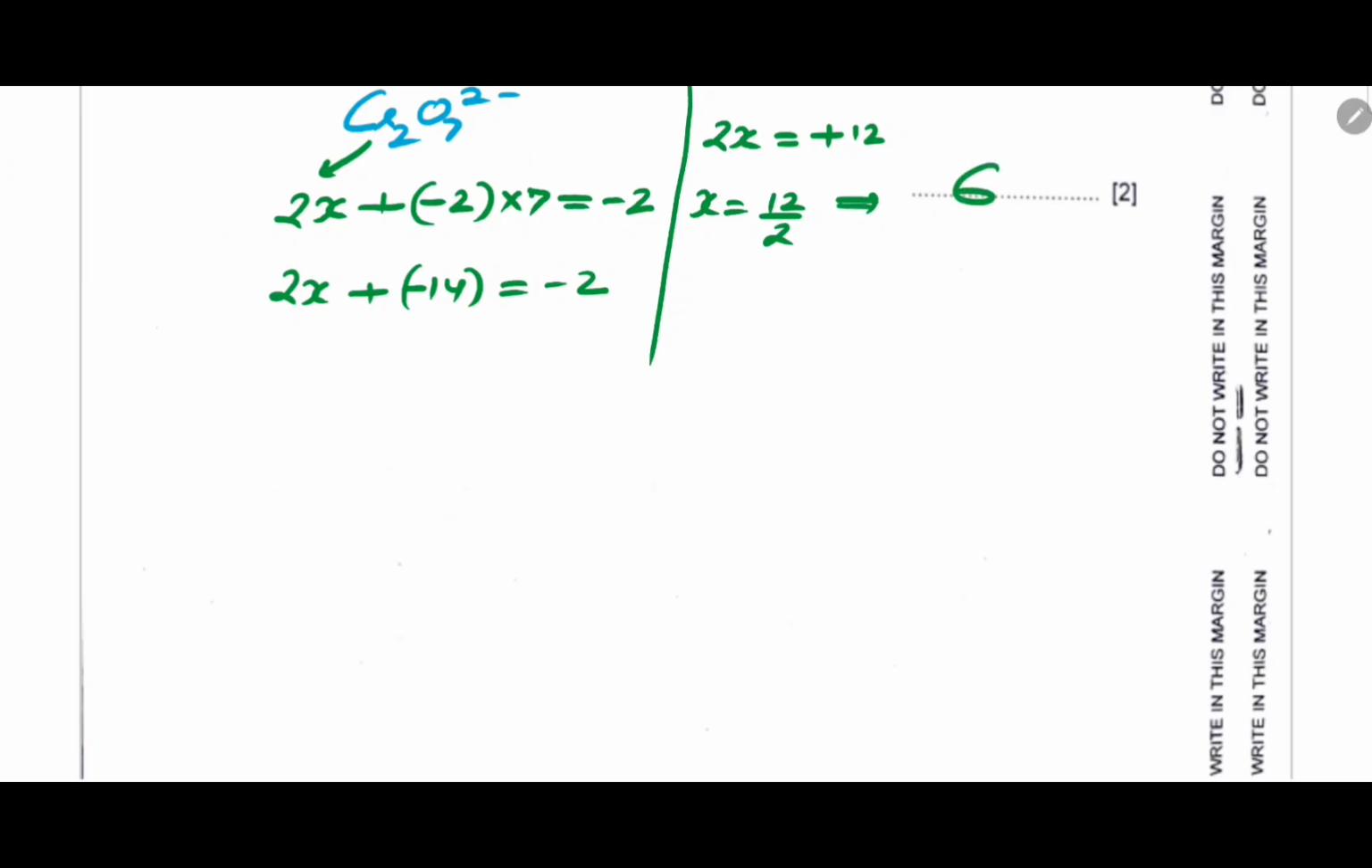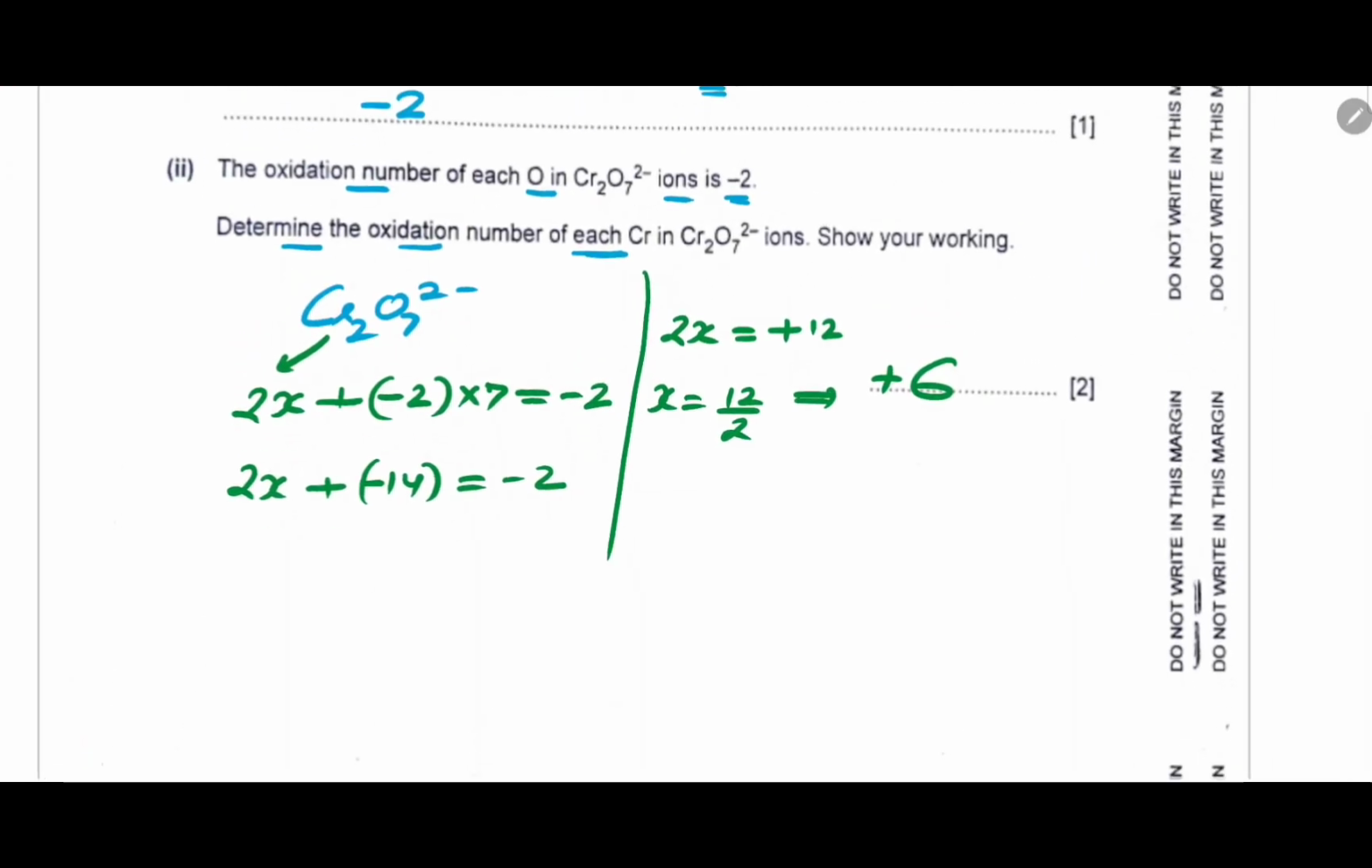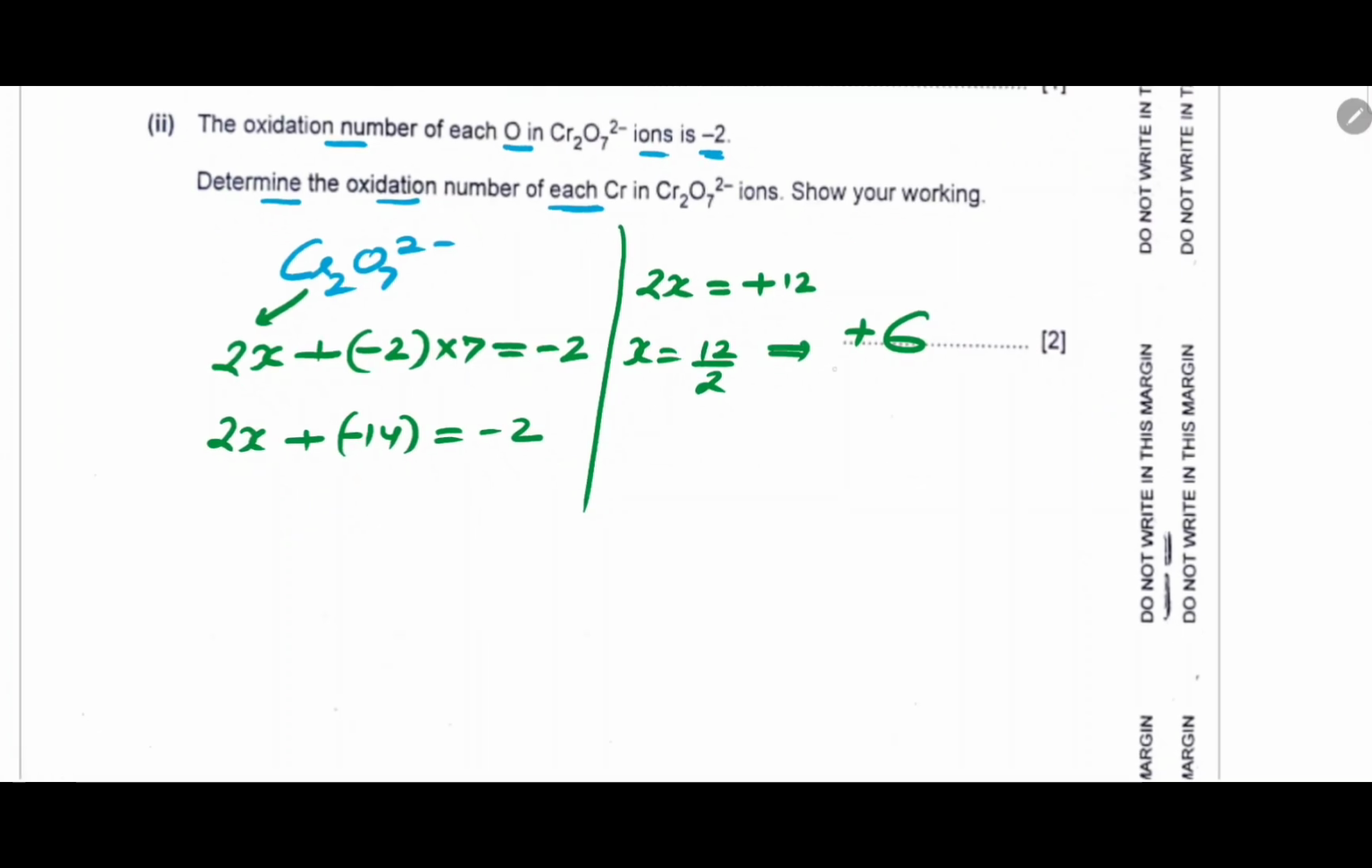Answer will be 6, or plus 6. Answer will be plus 6 because we always write a charge whenever we write an oxidation number. Oxidation number should always be accompanied with a charge, plus or minus. So we have to write plus 6. That should be the correct answer for this.